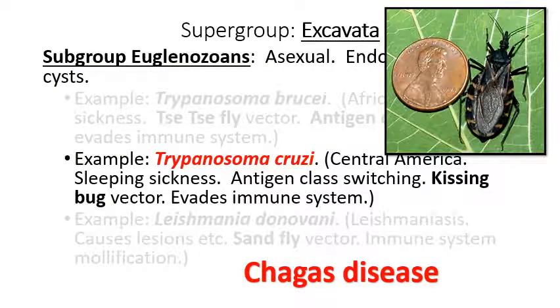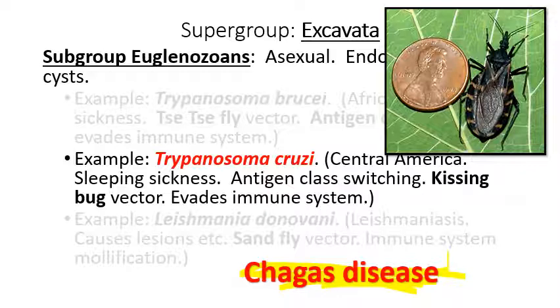Okay, now Trypanosoma cruzi is endemic to Central America, and it has an alternate name. It is trypanosomiasis, the same way sleeping sickness is. So both sleeping sickness and this are called trypanosomiasis technically, but the common name for the version that you find in Africa is called sleeping sickness. The common name for the version that you find in Central America is called Chagas disease, right? So Chagas disease, and you do need to remember that.